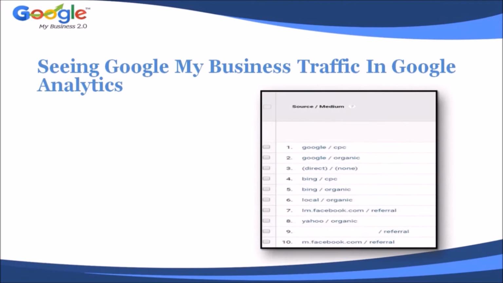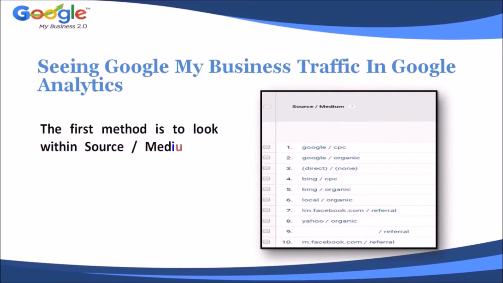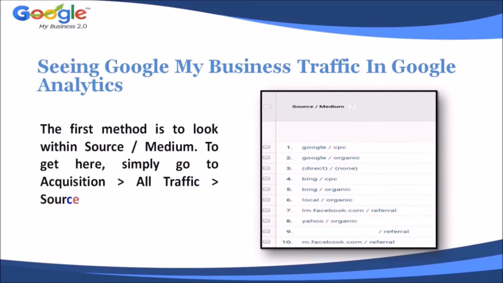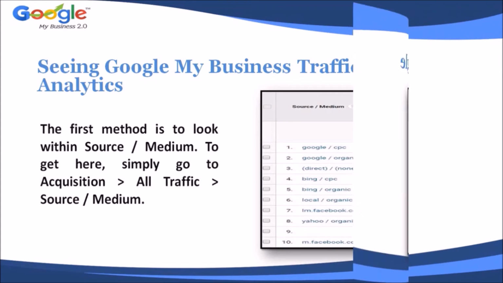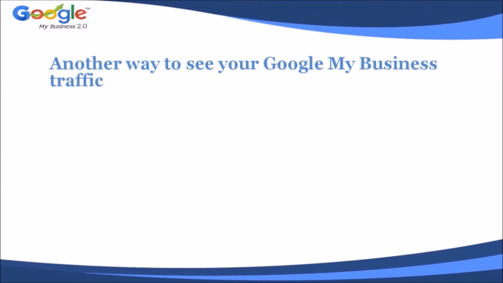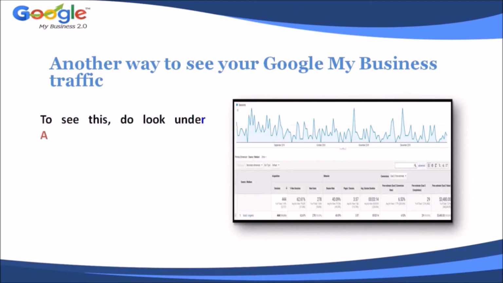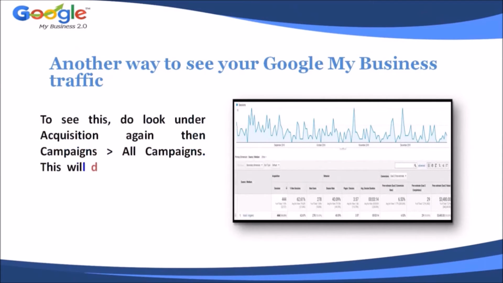Seeing Google My Business traffic in Google Analytics. The first method is to look within Source, Medium. To get here, simply go to Acquisition, All Traffic, Source, Medium. Another way to see your Google My Business traffic is to look under Acquisition, again, then Campaigns, All Campaigns. This will display the following screen.